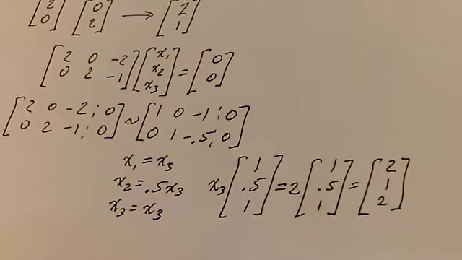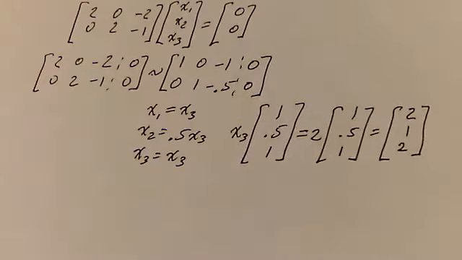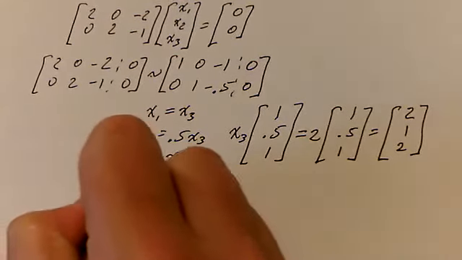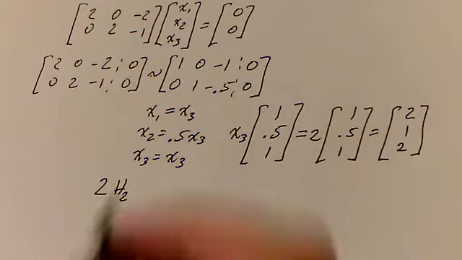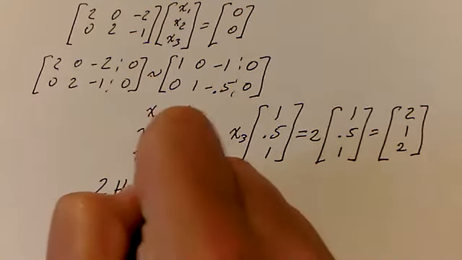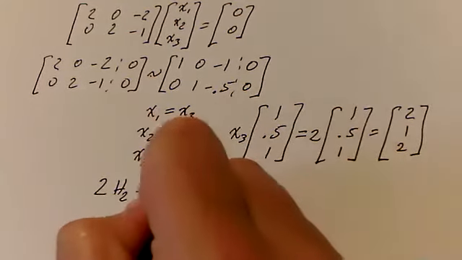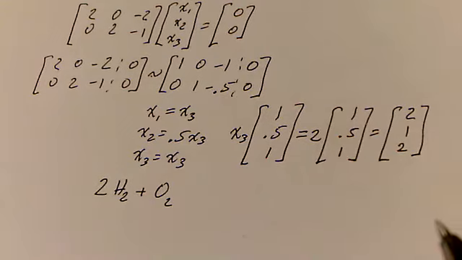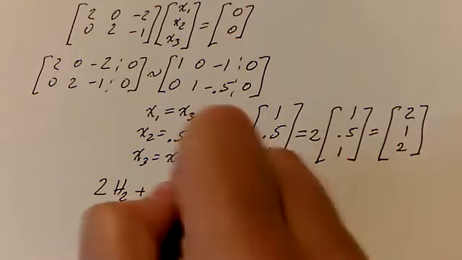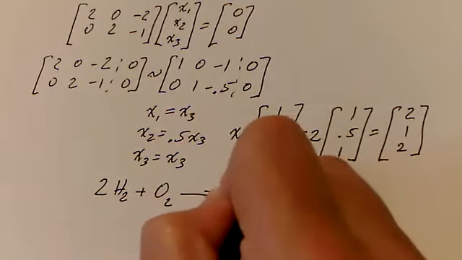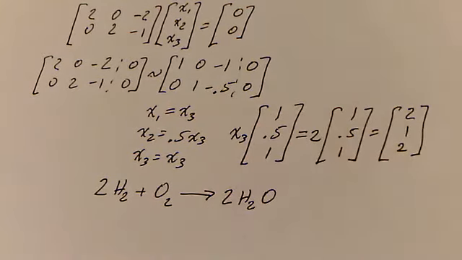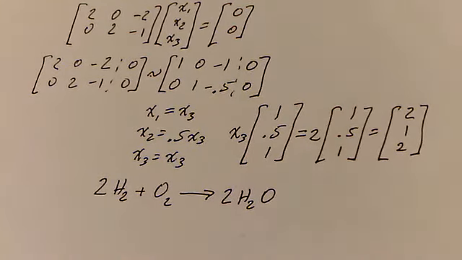Okay, so I can use 2, 1, and 2 then to write my equation. It's going to be 2H2, because again, x1 was my first spot there, plus just 1 copy of O2 is going to yield 2 copies of H2O. Okay, so that's a pretty simple equation to work with.